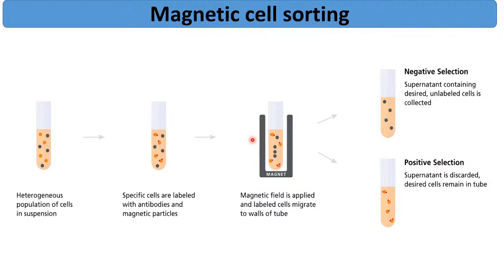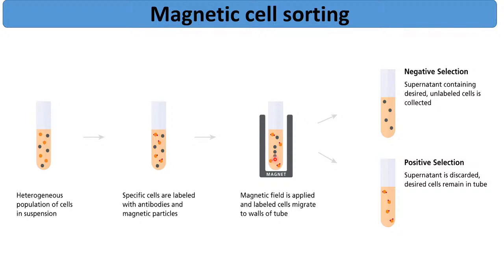And cells which are not of your interest will remain in the supernatant. You can throw them away and collect your cells. So this method is called MACS, or magnetic cell sorting. By utilizing magnetic cell sorting, you can purify the population of the cells which you want to grow in the cell culture system, and you can start your cell culture with a purified population of cells.